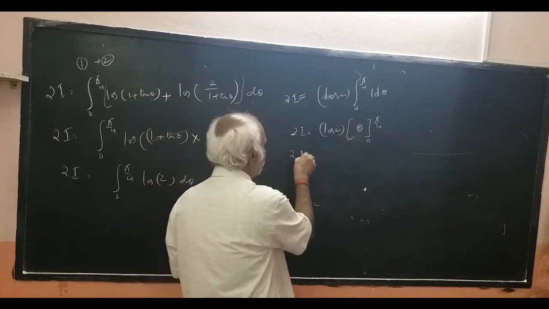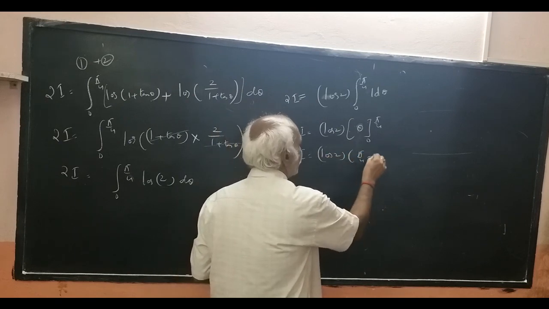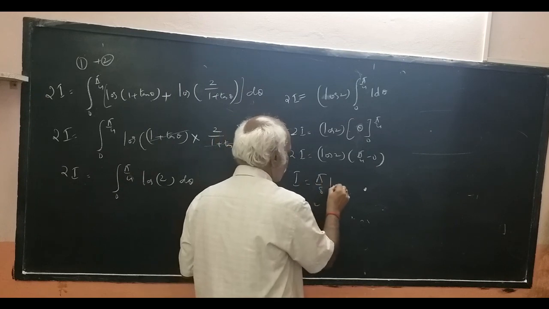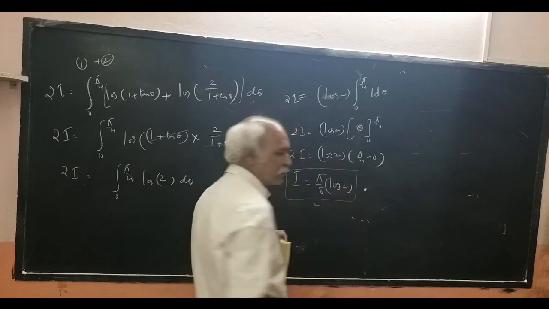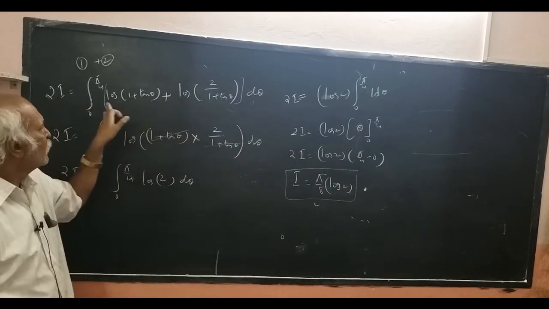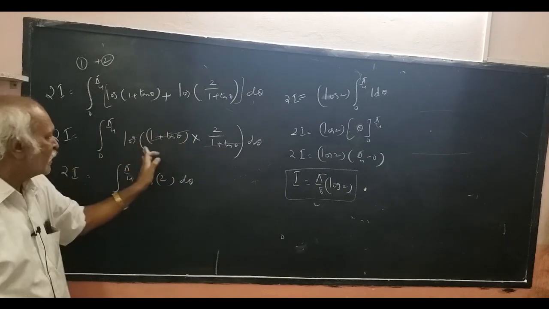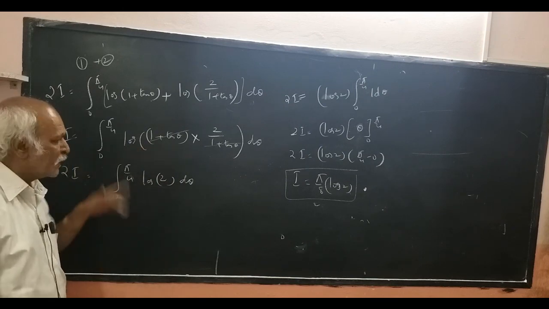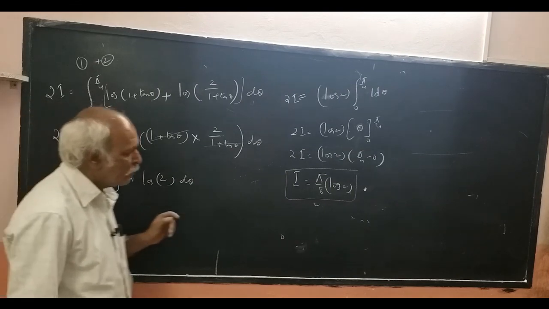So upper limit, 2i is equal to log 2 into pi by 4 minus 0. So I is equal to pi by 8 log 2. Okay. We have added 1 plus 2. Log a plus log b is log of ab. So 1 plus tan theta, 1 plus tan theta will get cancelled. You get log 2. Bring it outside and put integration for 1 d theta, which is theta. Put the limits, then you get log 2 will come.